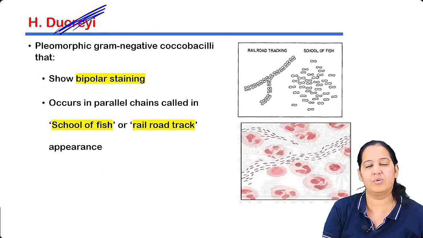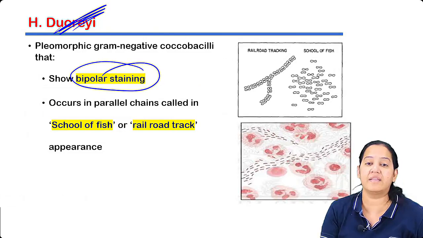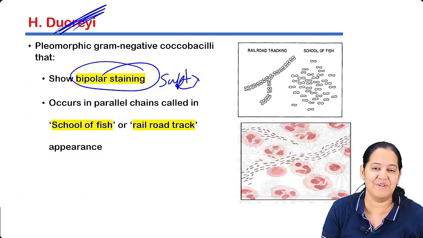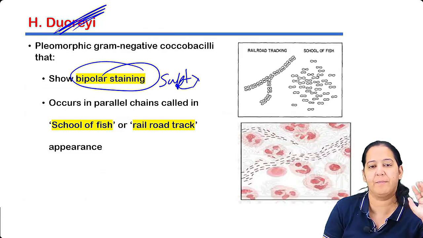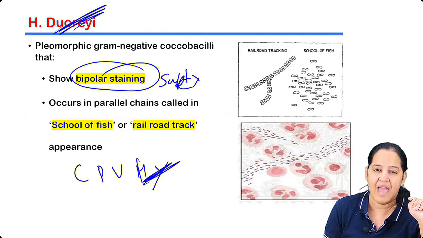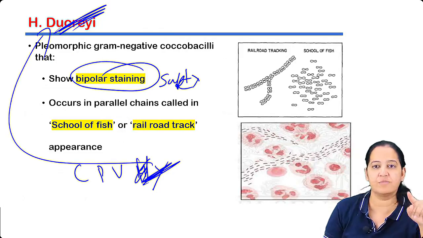Ducrei shows bipolar staining. Have I taught you bipolar staining? Do you remember the safety pin? Safety pin appearance: 5 bacteria show safety pin appearance, which can produce very high yield questions. H is Haemophilus ducrei. So number 1, it shows bipolar staining.